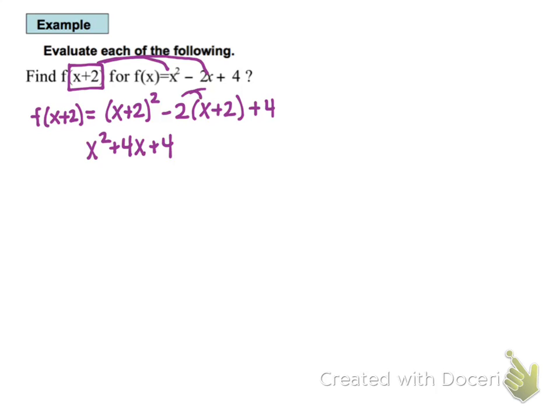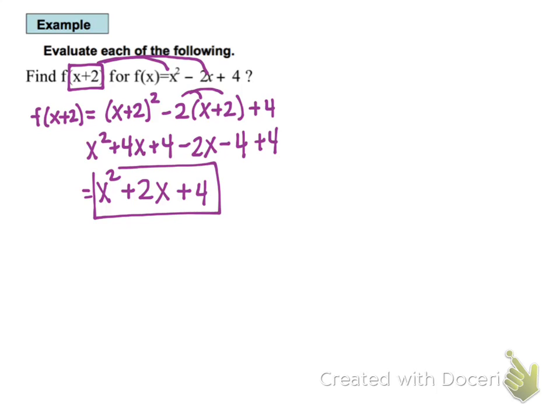Now we'll distribute that negative 2 and get negative 2x minus 4 and a plus 4 there at the end. Let's go ahead and see if there's any like terms to combine. And I see the positive 4x and negative 2x equals 2x. Positive 4, negative 4, and another positive 4. Looks like we're going to just end up with a positive 4. And so this would be our final simplified answer.